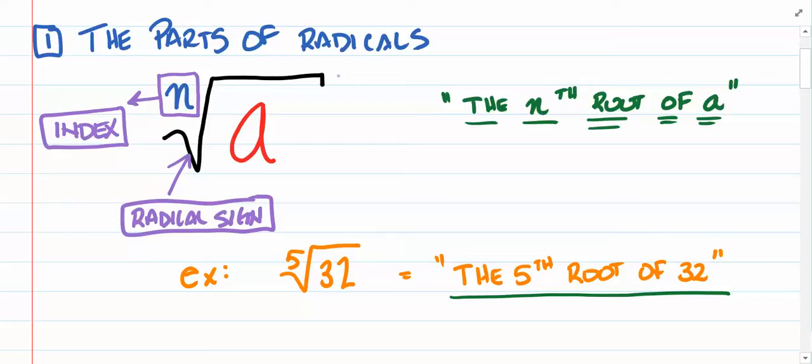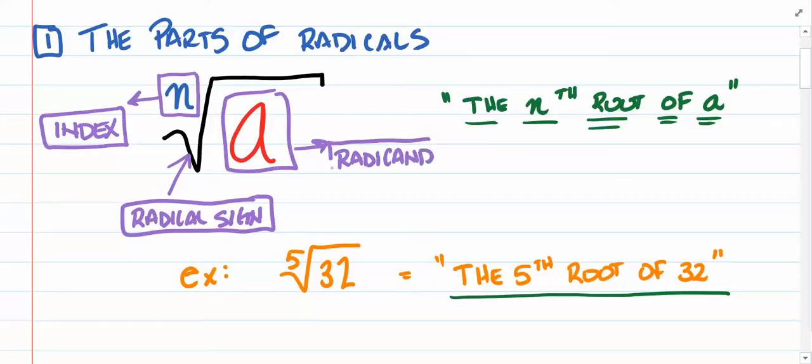And the part underneath, this A right here, this value, is called the radicand. Let me spell that out for you: R-A-D-I-C-A-N-D, the radicand. So here are the 3 parts: we have the index, the radical sign, and the radicand. And the way that we say these things is the nth root of A.